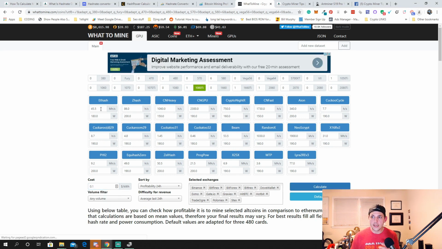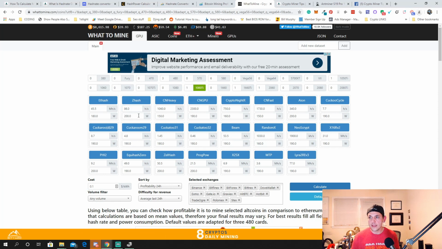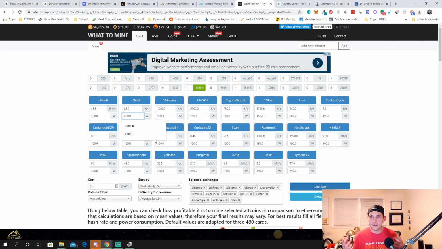According to What2Mine, my 1080 Ti can mine Ethereum at about 45 mega hashes per second, and for Zhash it says 86 hashes per second. It also gives you the wattage. Keep in mind, these are just benchmarks that people all around the globe report to What2Mine, and they update it in their database, so it's not exactly accurate.